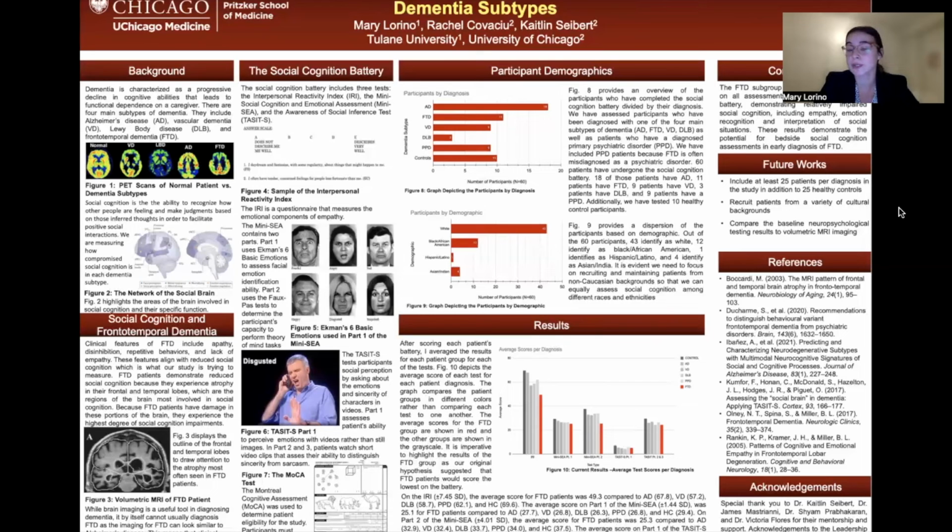And then lastly, I would really like to compare the baseline neuropsychological testing results to volumetric MRI imaging. A volumetric MRI would show us the relative brain size of each brain component in a patient, and we would be able to compare that imaging to the battery to see if atrophy in one brain region corresponds to poor results on a certain part of the battery. And this would allow us to really connect the biomarker to the behavioral testing that we've already done. And I think that would be really interesting.